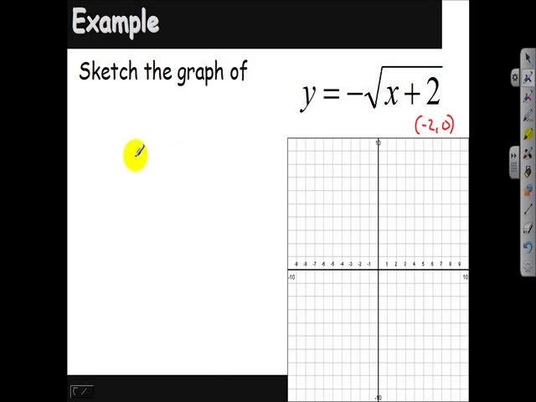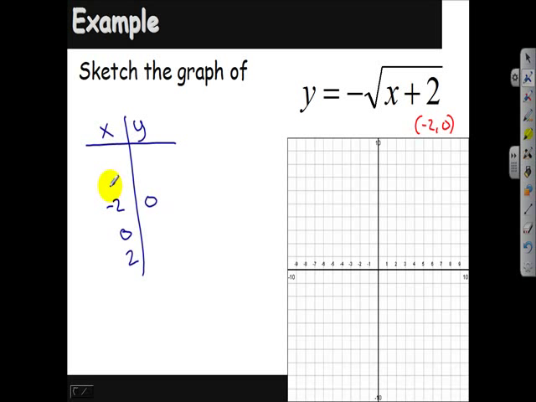So if I'm going to do a table of points here, my x's and y's, I'm going to make sure I look at what's going on at negative 2, comma 0. I probably also want to look at what's happening at 0 and maybe at 2 on this side of negative 2.